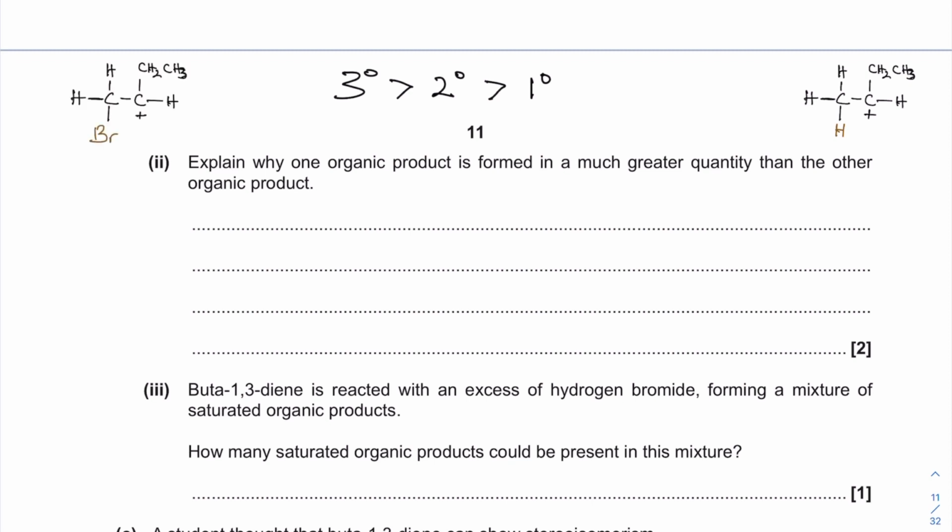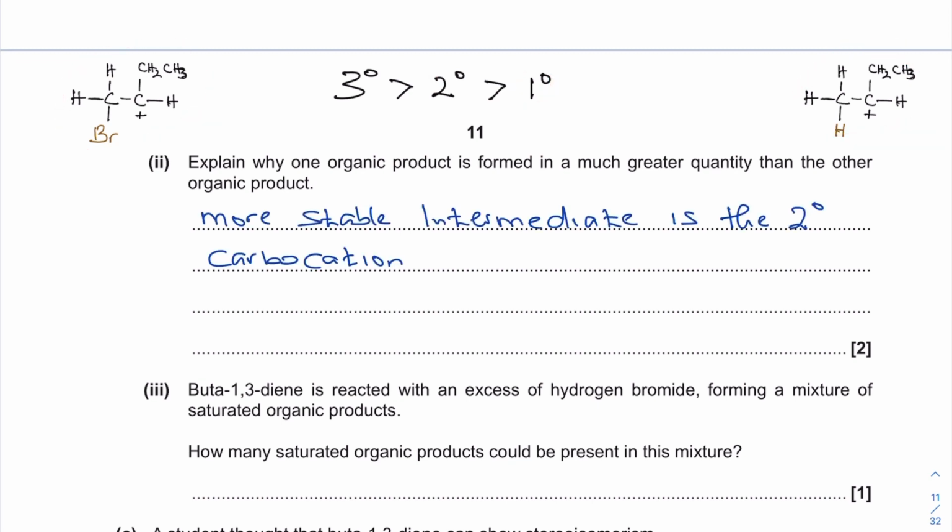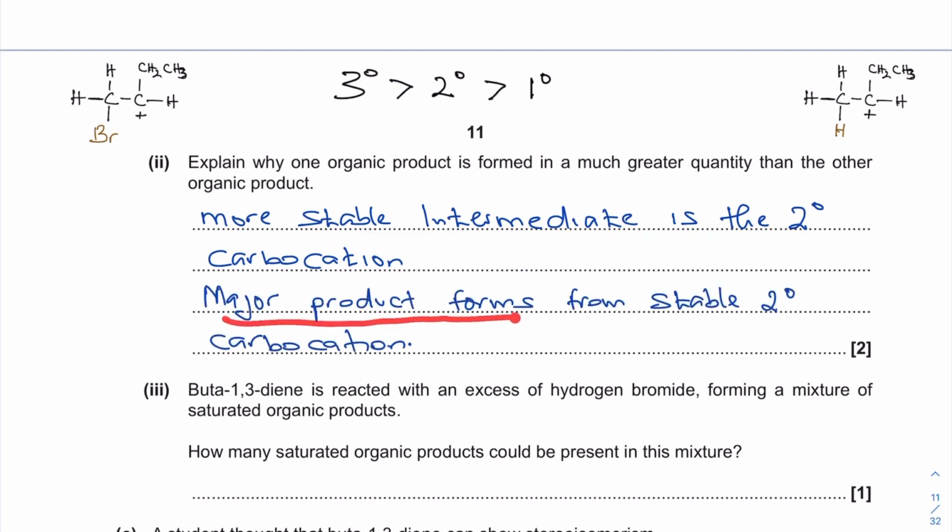The other product that could form is a primary carbocation, which is also donating electrons, but this is not a methyl group. So this is primary because it has one R group. This one has two R groups here, so that's secondary, and this one is the primary carbocation. The secondary is more stable than the primary carbocation. And so we can say the more stable intermediate is the secondary carbocation. The major product forms from the stable secondary carbocation.